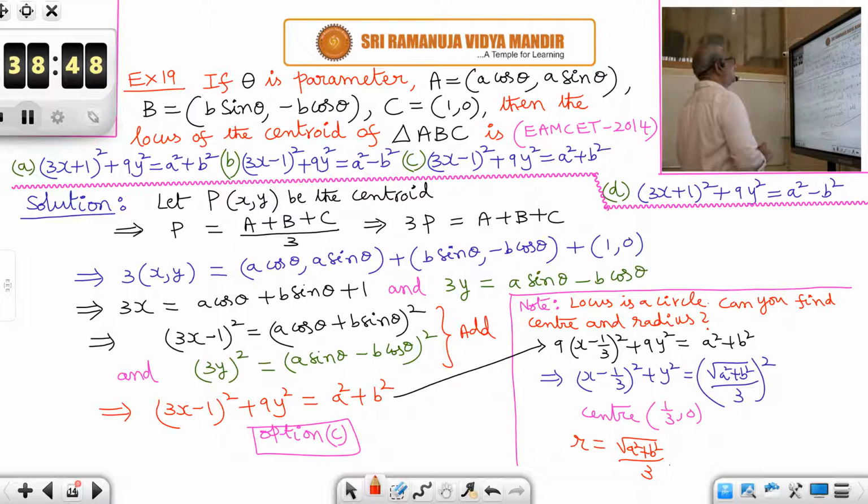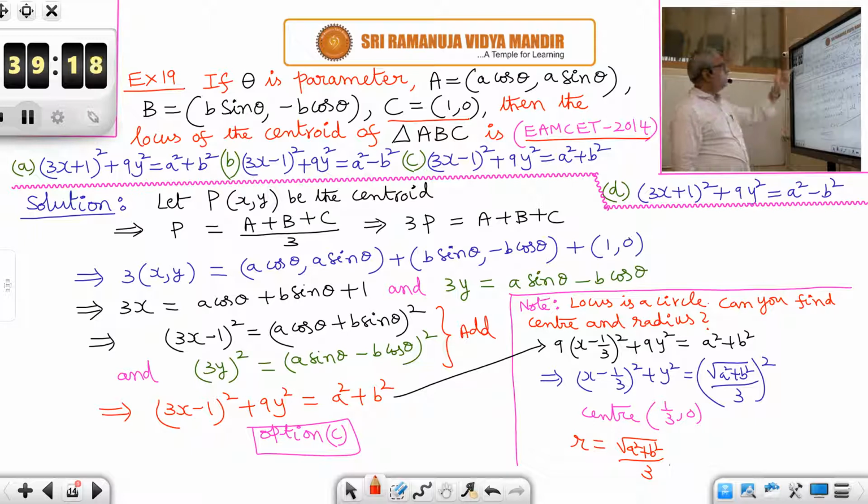If theta is a parameter, A is equal to (a cos theta, a sin theta), B is equal to (b sin theta, minus b cos theta), C is equal to (1, 0). Then the locus of the centroid of the triangle ABC is, this is given for EAMCET 2014. Here out of the 3 vertices of the triangle ABC, only one vertex is fixed. C (1, 0) is a fixed vertex, it will not move.